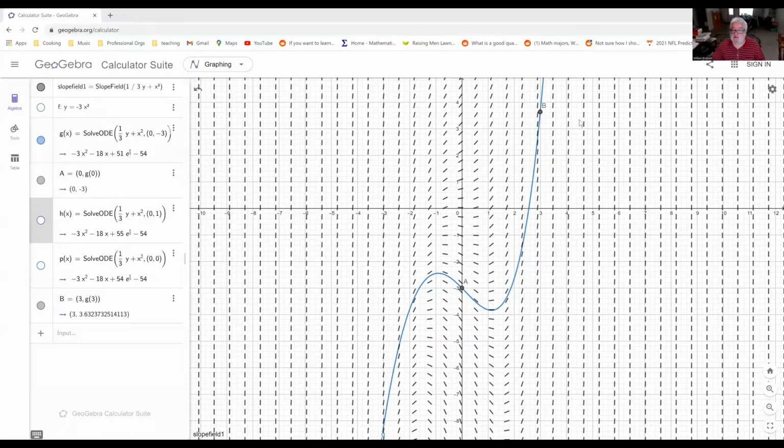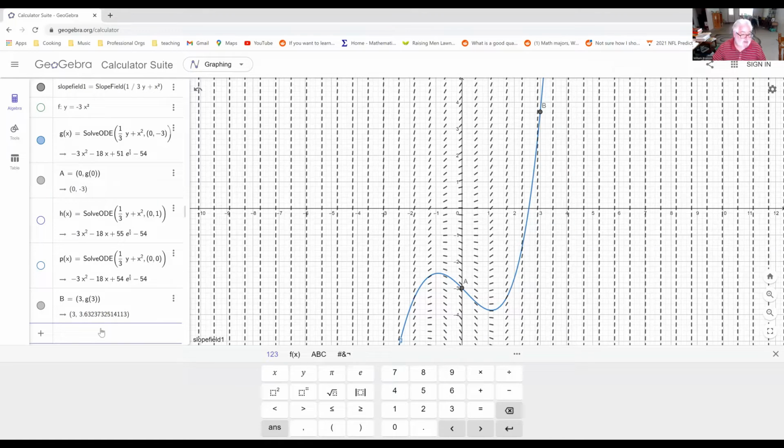So here we are back at GeoGebra, at least I hope we are. It's sometimes hard to tell what screen you're actually on. Here's our curve, a solution to this equation. It goes through the point A being (0, -3), and B then is the actual point that we're trying to estimate using Euler's method. So what were the points we got? We started with A being (0, -3), and then in Euler's method, the next point we got was (1, -4).